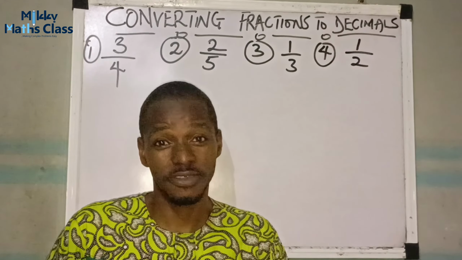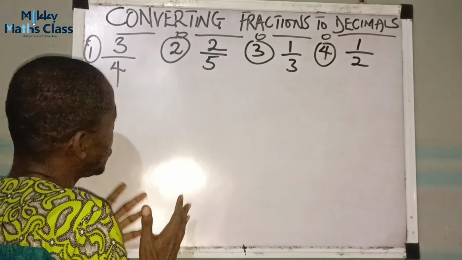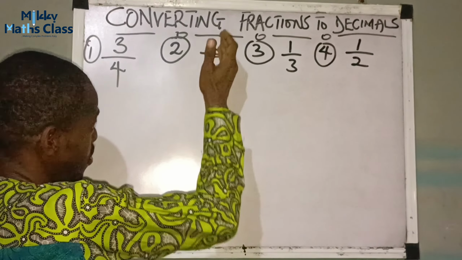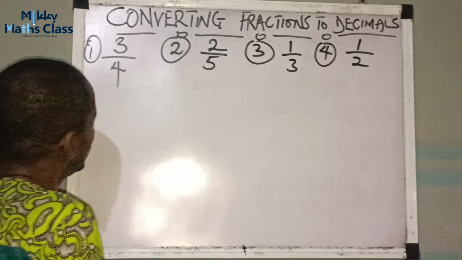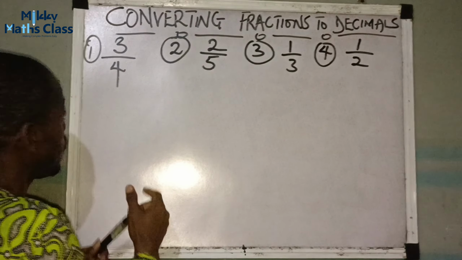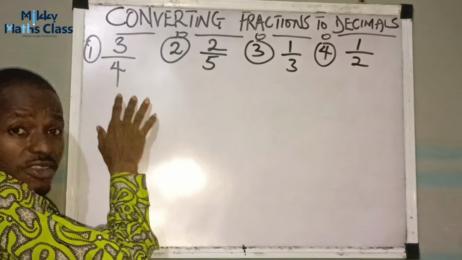What do we have for today? Come along, let's see. We have converting fractions to decimals. A fraction is a number that is of this form, a over b. Now, how do we convert it to decimal? Let's look at this first one, 3 over 4. The simplest way to convert a fraction to decimal is by dividing.